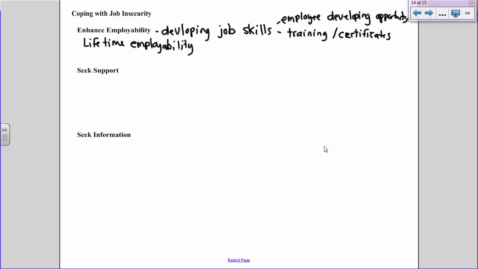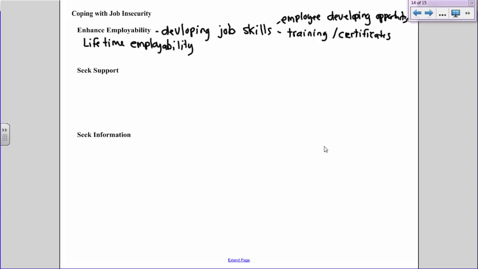Research really suggests that feeling like you could easily get another comparable job reduces the negative impact of job insecurity on depression, irritation, sickness, and life satisfaction. If you feel like you could easily get another job, but it's not as good as the one that you have, then it's not going to have as much of a buffering effect on those negative outcomes.